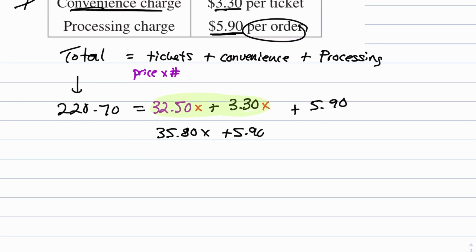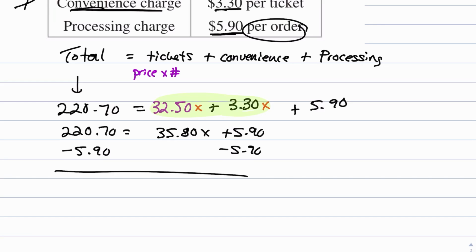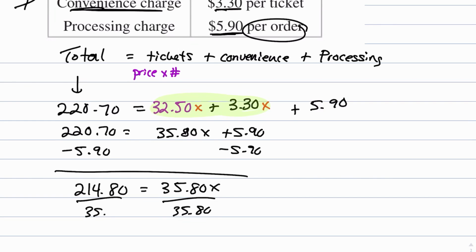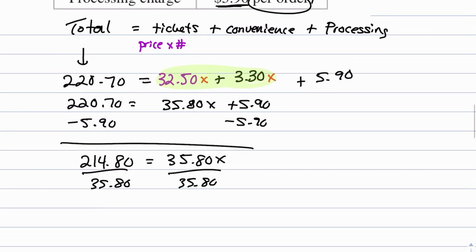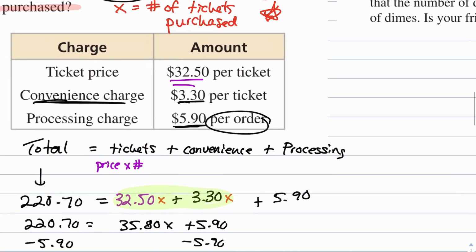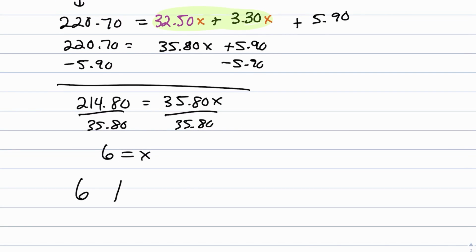And then from here, it's a nice simple two-step equation. To get x alone, first we're going to subtract the 5.90 from both sides. And again, it's okay to be using a calculator. You can hear me typing on mine. And then to undo multiplying x by 35.80, we would divide by 35.80. And when we do that, we get this answer of 6. Now, we have to answer the original question. What does 6 measure? 6 was supposed to be how many tickets we bought. So we can say we bought 6 tickets.